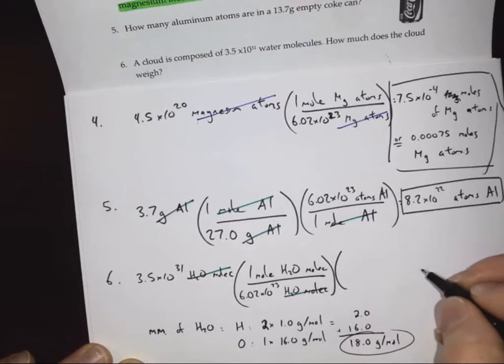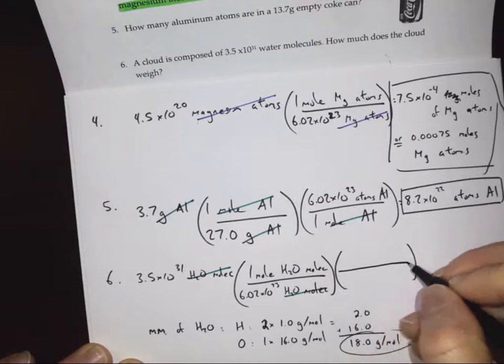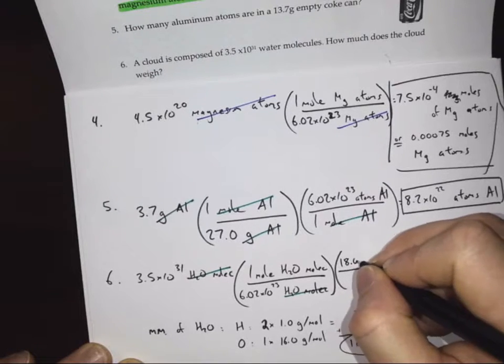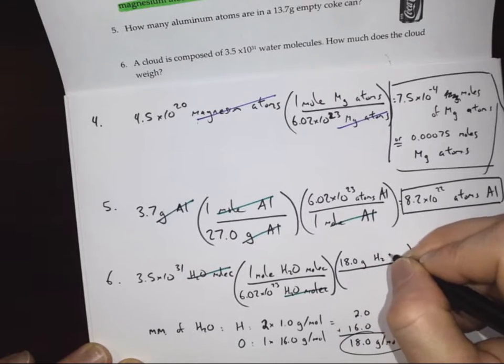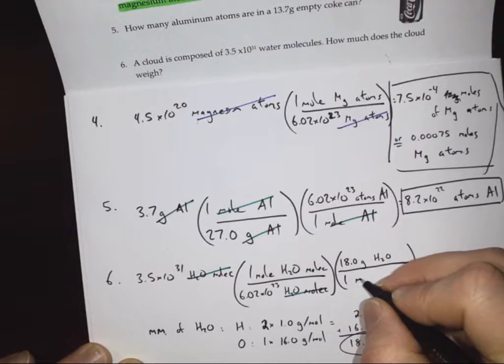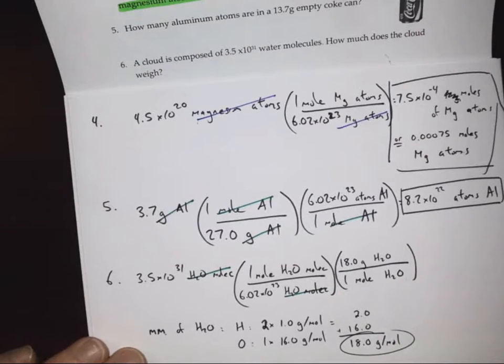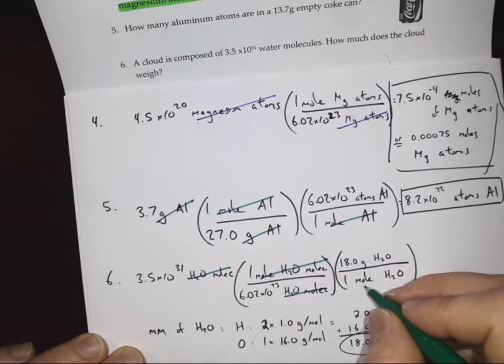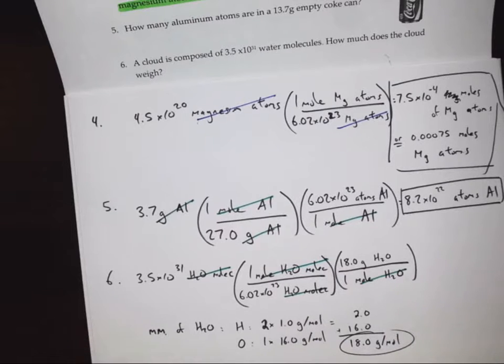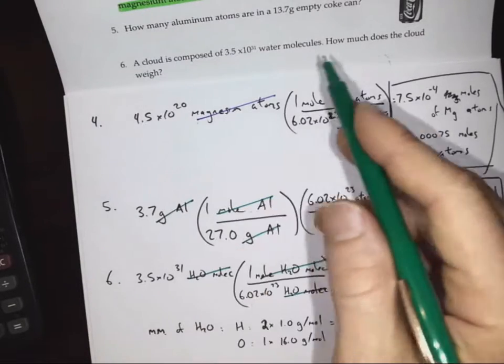And so I'm going to use that value here. I get 18.0 grams of H2O for every 1 mole of H2O. And if I check, I see, okay, what units didn't cancel out? Well, I get units of grams, which is a weight, which is what I wanted.